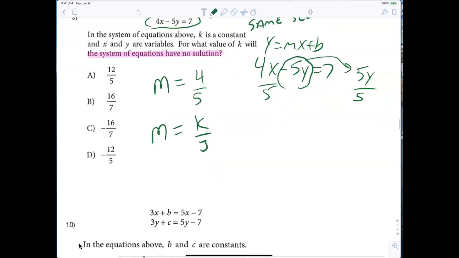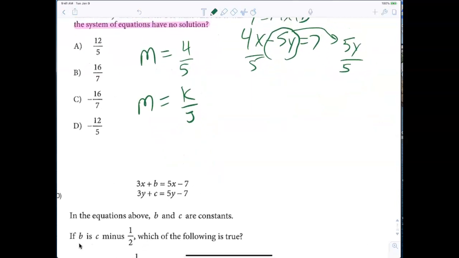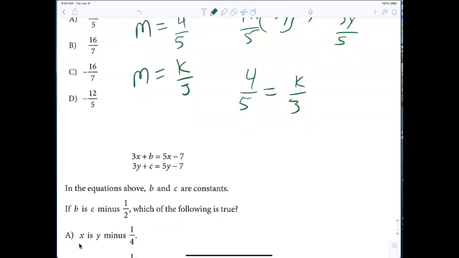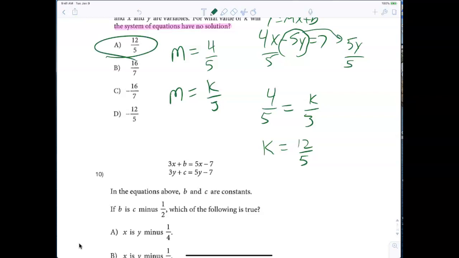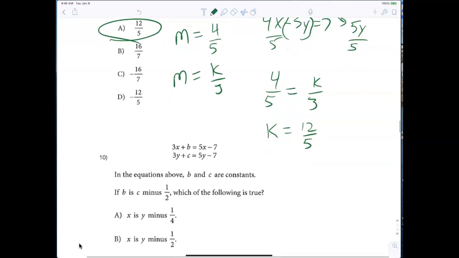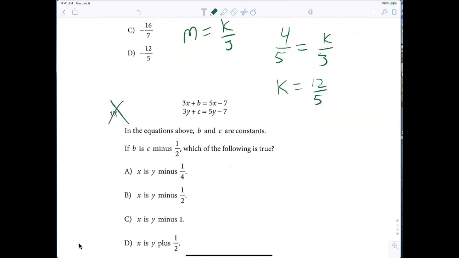Now, how do I solve this? 4/5 must be equal to what? K over 3. When you cross multiply and divide, 12 over 5. Thank you. Which is what? A. Is everybody okay with that? All right, do me a favor. I don't really care about number 10 right now. That's a little bit hard. So I'm going to cross out number 10.